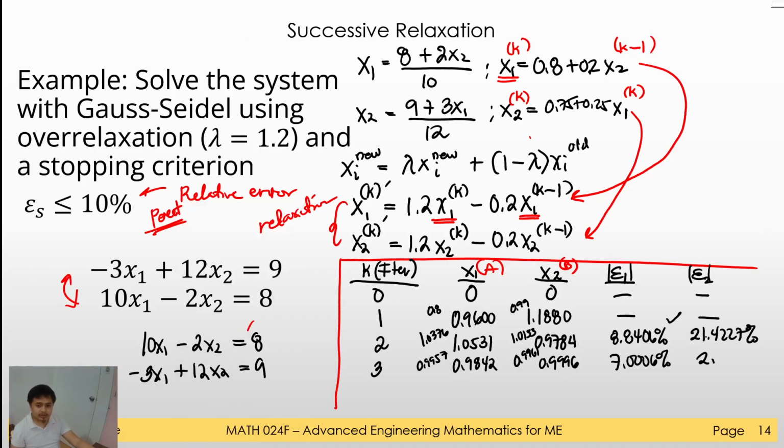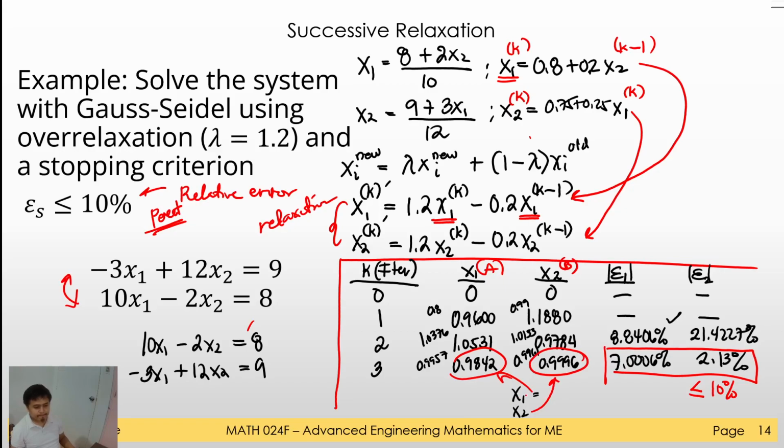This is already your solution. So as we can see, the stopping criteria is met. So this is less than or equal to 10% for both. Therefore, the solution for x1 and x2 is equal to this, no? And then for x2, we have this. Okay? So that is all for successive relaxation.